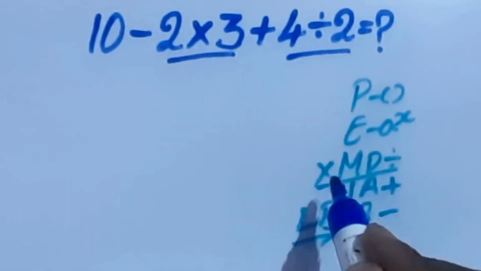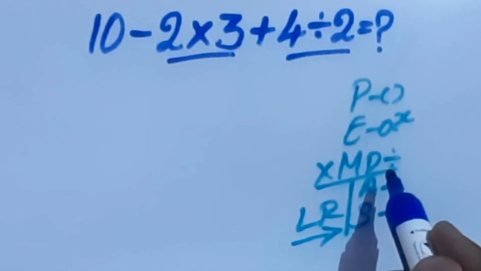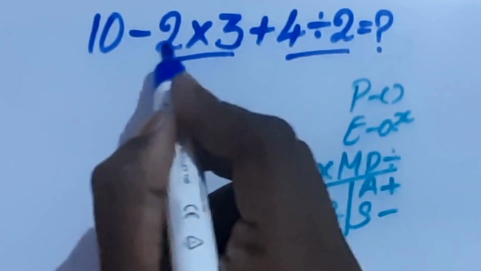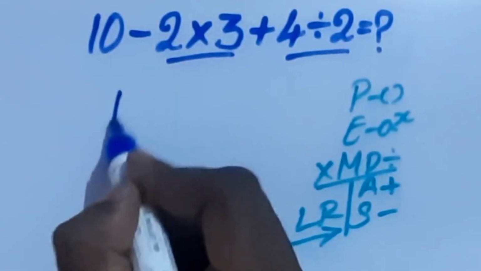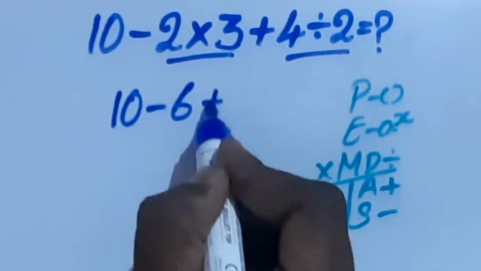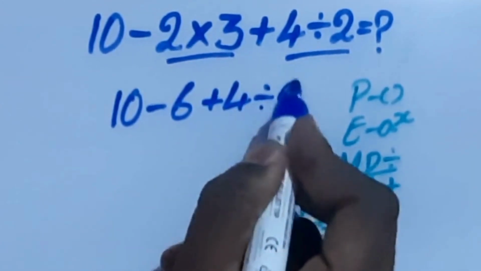Here both are equal priority. Multiplication and division are equal priority. For this, we are going to follow left to right. Here left to right is 2 times 3. Here 10 minus 2 times 3 is 6 plus 4 divided by 2.